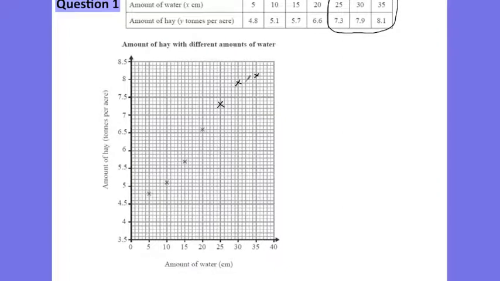We're then asked to describe the correlation between the amount of water applied and the amount of hay grown per acre. We can see here that the points are in an upward trend. So we can see that this, B, is a positive correlation.